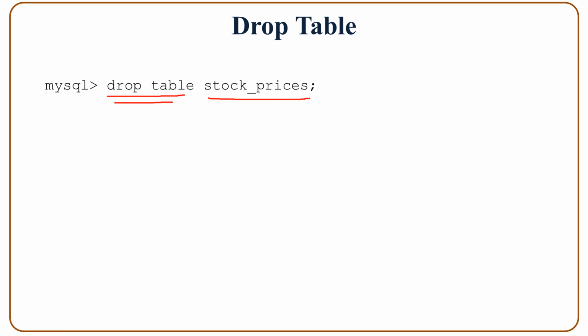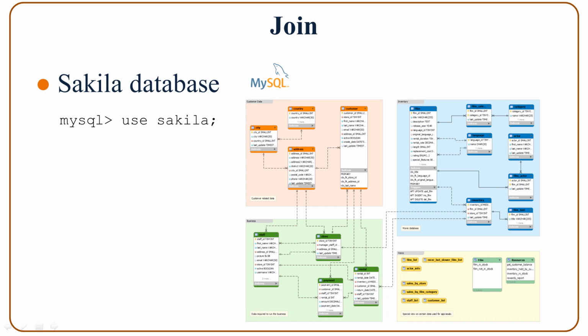Now we talked about the join clause in MySQL, and in this example we use the Sakila sample database. In order to do so, you type in use Sakila, right? Use Sakila to use the database, and this is the diagram that describes all the tables and the relationship between the tables and the records in the tables.